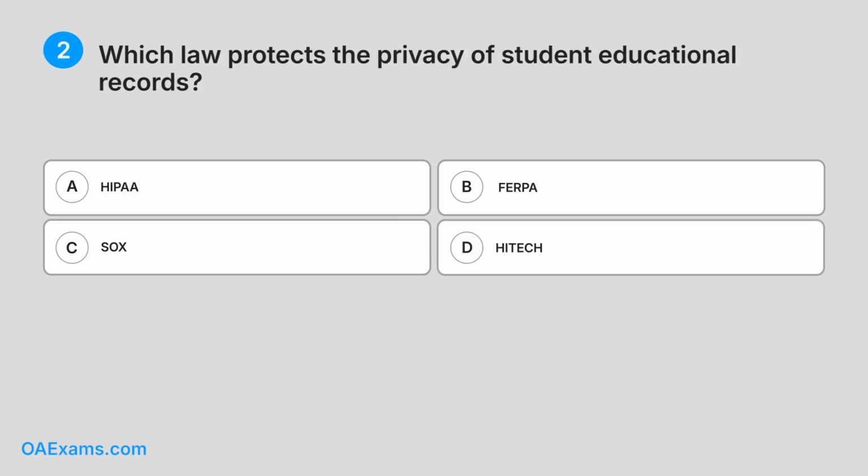2. Which law protects the privacy of student educational records? A. HIPAA. B. FERPA. C. SOX. D. HITECH. Do you know the answer?